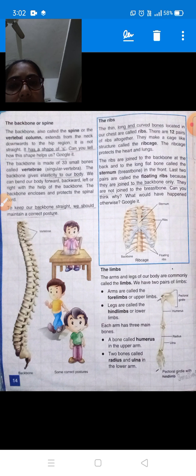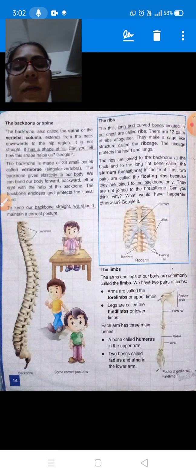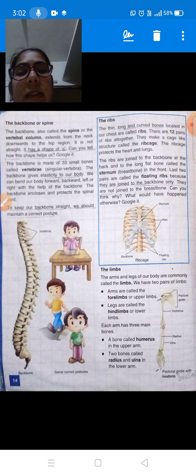We should always maintain a correct posture to keep our backbone straight, so that our correct posture can be maintained. So we have studied the skull and the backbone. Now we are going to study the ribs.